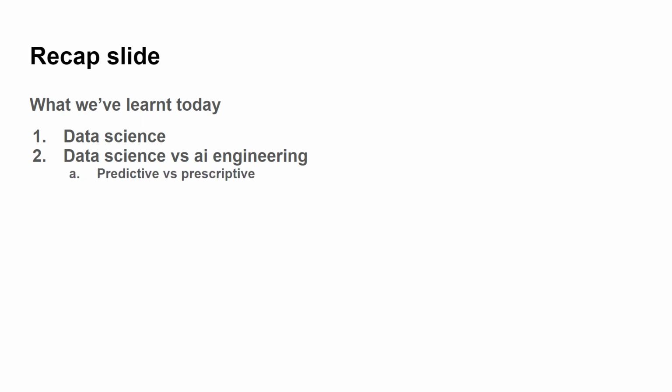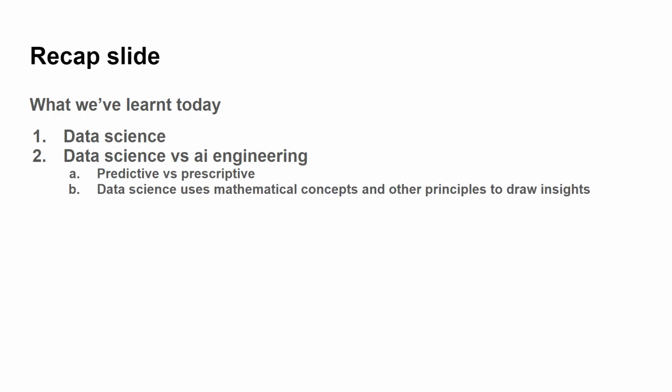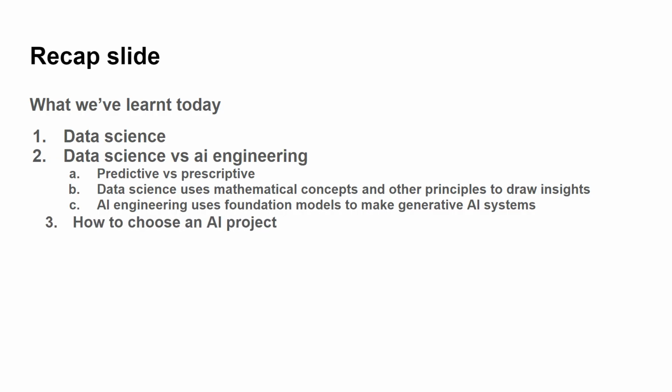You've also learned the difference between predictive and prescriptive: predictive focuses long term, on potential future outcomes, whilst prescriptive mainly gives recommendations for the next few steps. Another difference is that data science uses mathematical concepts and other principles in order to draw insights.